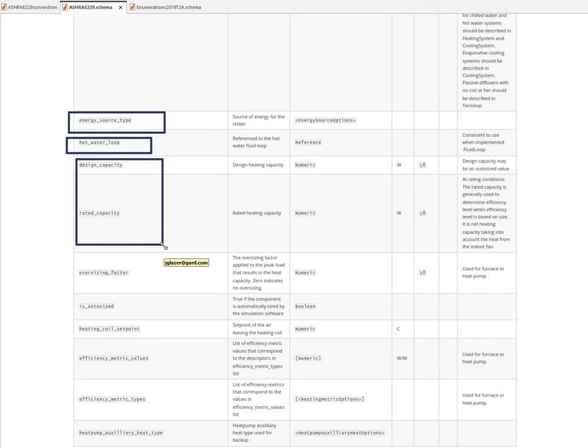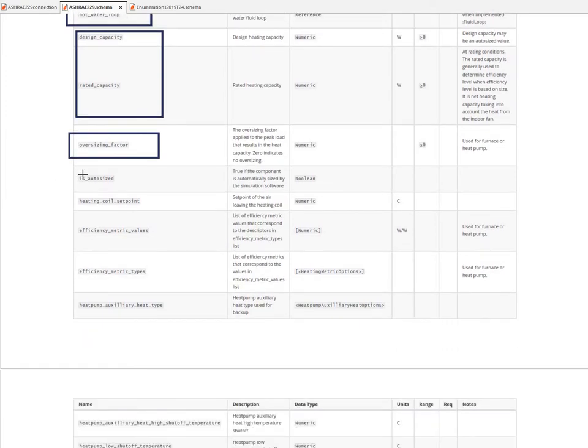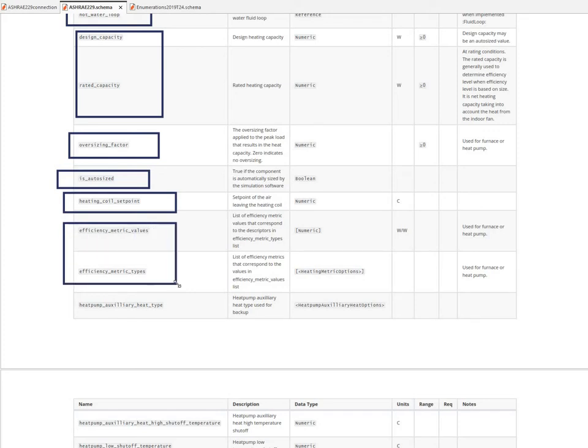For heat pumps, the design and rated capacity, for example, might be different. For furnaces, they're probably the same. Water coils might also have a different design and rated capacity. Oversizing factor is the factor that's already been included in the capacity that is an indication of how much oversizing has been done. So that's used for some rule sets that specifically have rules about oversizing. And then there's a flag for whether it's auto-sized or not, what the heat coil set point is, and then there's two parameters about efficiency metrics.